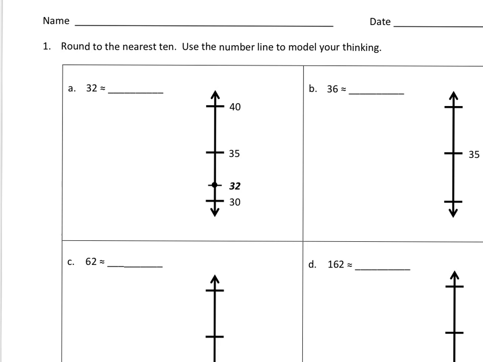Alright, so letter A says that 32 is about blank. So you can see here on our number line that if I say 32, my bottom number is 30 because there's 3 in the tens place, so 3 tens is 30. And then my top number is 40. I just count up by 10. So then my halfway is 35. I can plot 32 right about here. So 32 is closer to 30 or 40? Closer to 30.